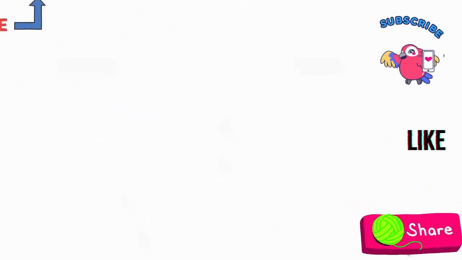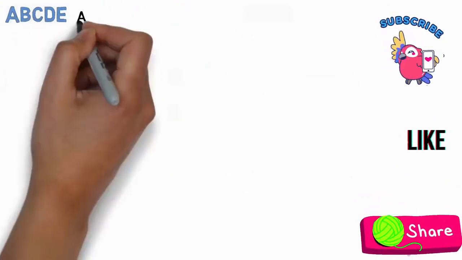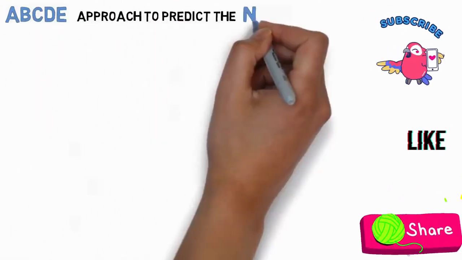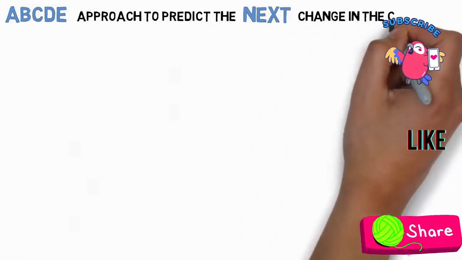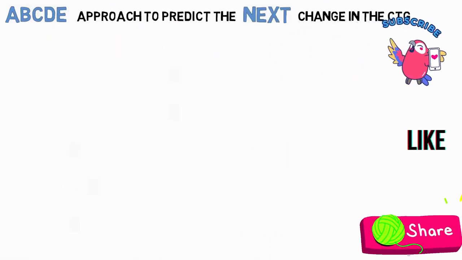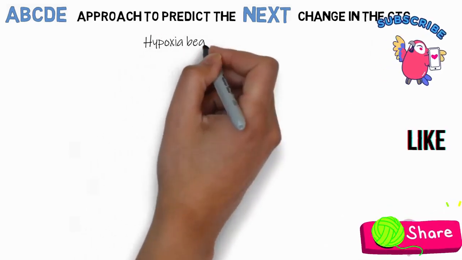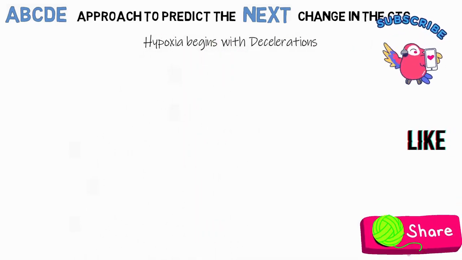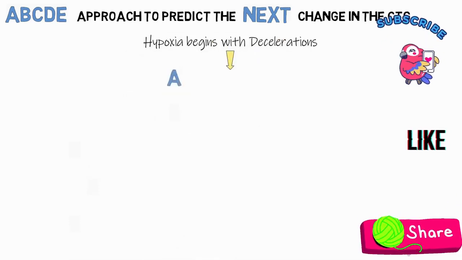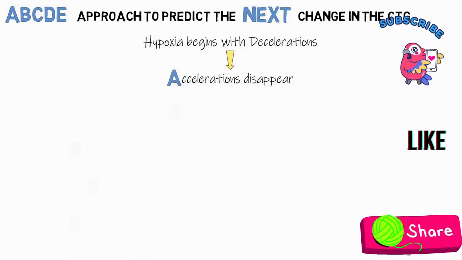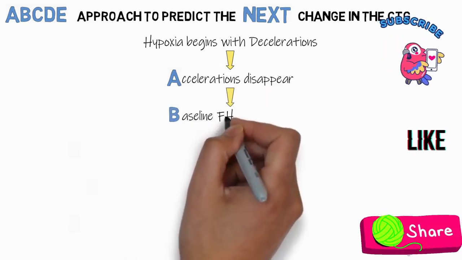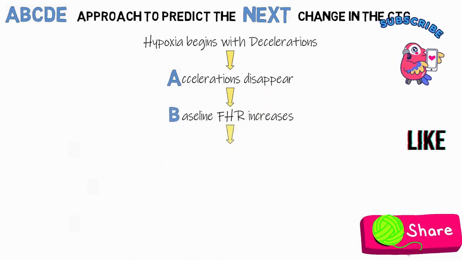Now, fetal physiology may not be the easiest to understand, so here's a mnemonic to help you with the CTG stages. This is the ABCDE approach to predict the next change in the CTG. First of all, hypoxia will start off by giving us decelerations on the CTG. A. Accelerations appear. B. Baseline heart rate increases.